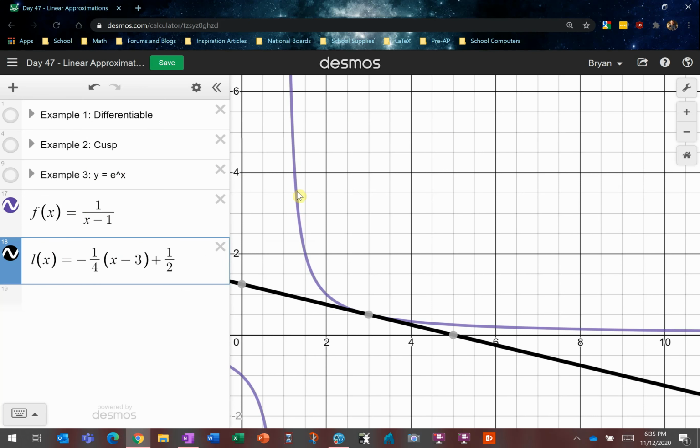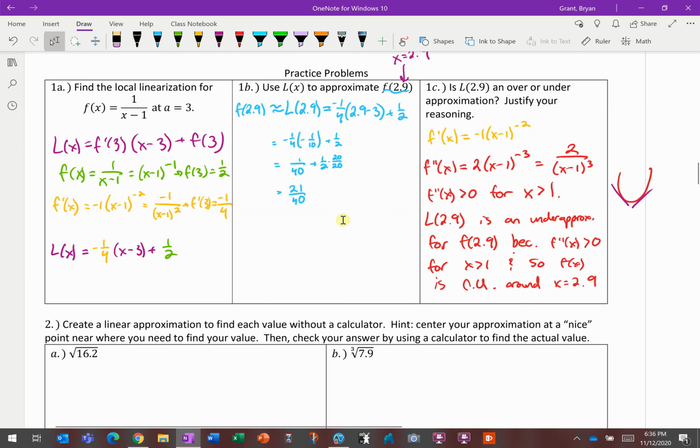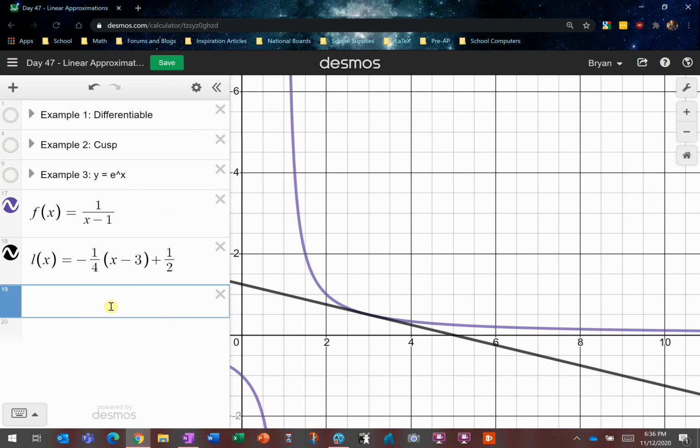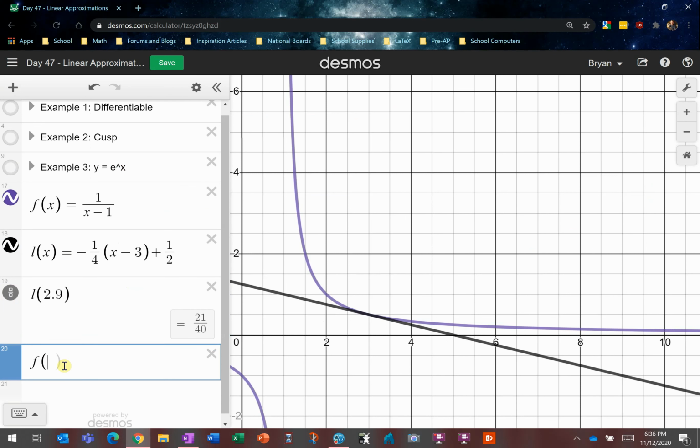And then look at this graph. Isn't this graph concave up here? Looks pretty darn concave up. My tangent line is below, so I think part C looks pretty good. Let's double check my tangent line. Can I actually do L of 2.9? You're going to yell at me. Oh, you did let me do that. That's so nice. 0.525, change it to a fraction, 21/40. Look at that. I wonder what f of 2.9 was. How close were we?